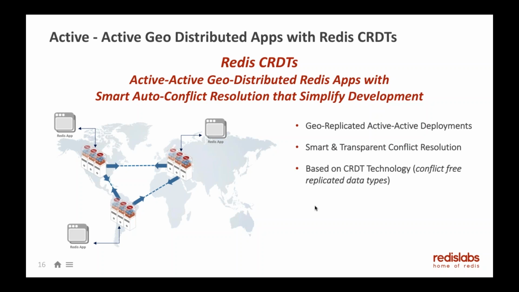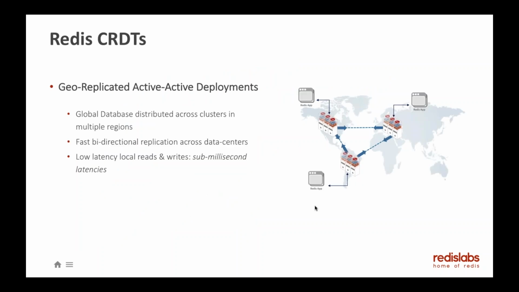geo-replication. Fundamentally, Redis CRDTs are built on bidirectional replication. So in this picture, you see Redis applications locally working with their local cluster. And in 3 different geographies, we have clusters that have bidirectional replication among them. This fast bidirectional replication is almost as aggressive as the local replication.